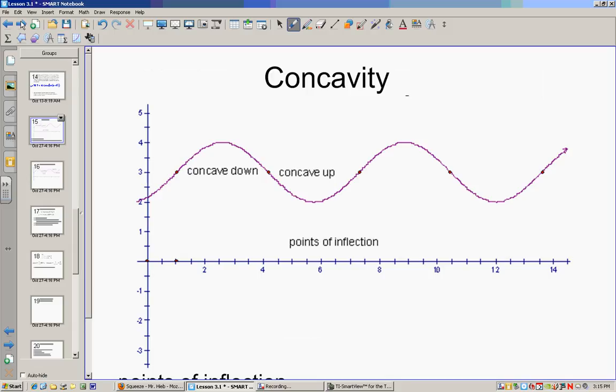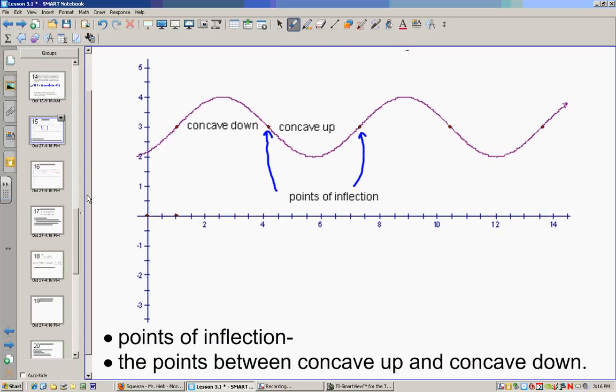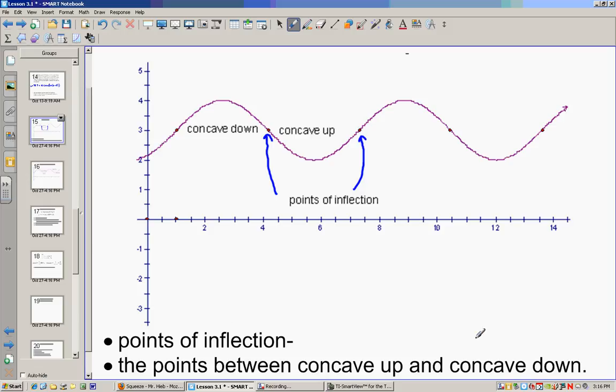All right, so let's look at concavity. Concavity just tells us whether it's concave down, which means it's curving down, or concave up, which means it's curving up. There's these points in between that we call the points of inflection. They're the points in between concave up and concave down. Those points are pretty important as we go on in math, and in pre-calc we just mention them.